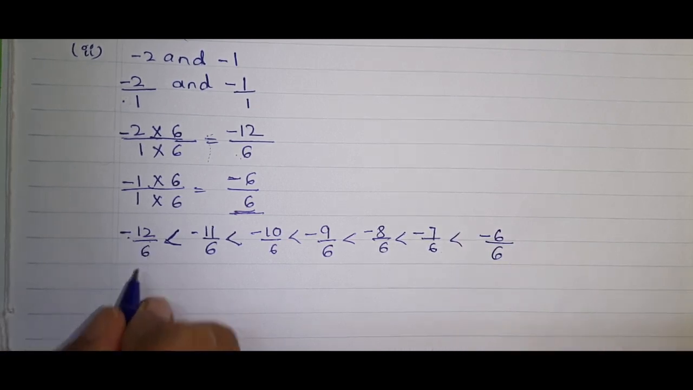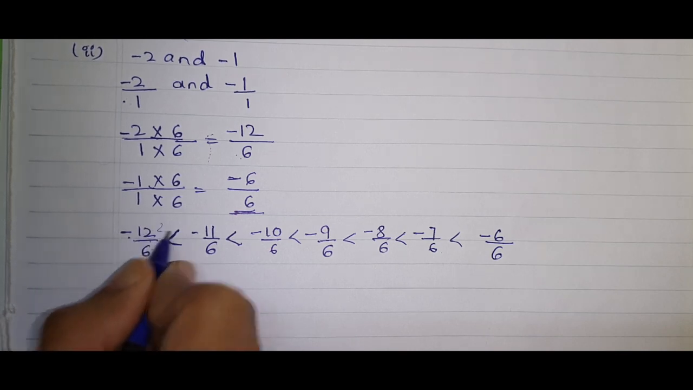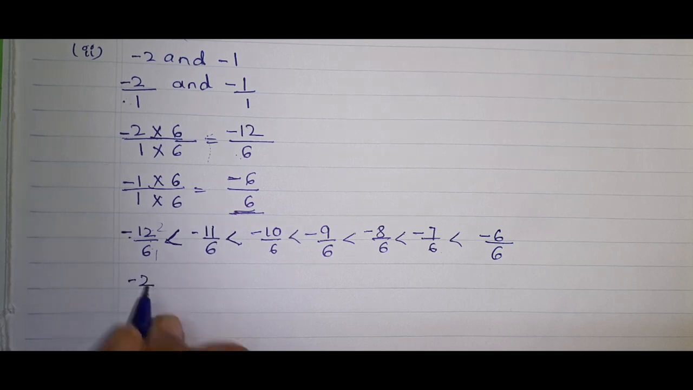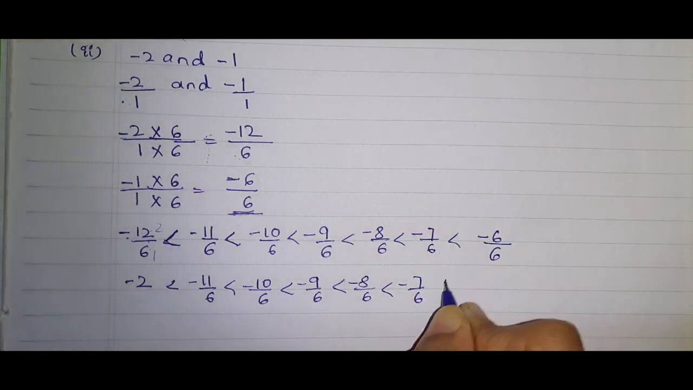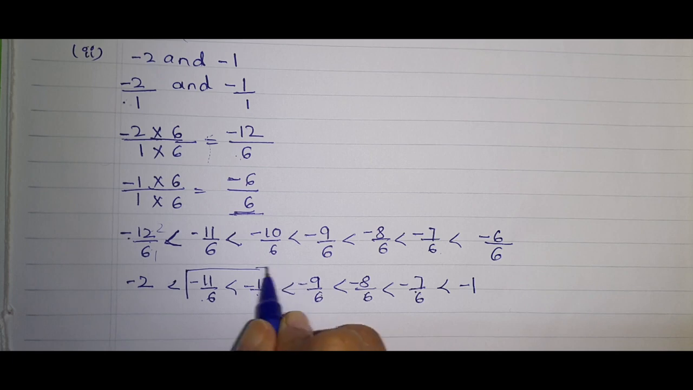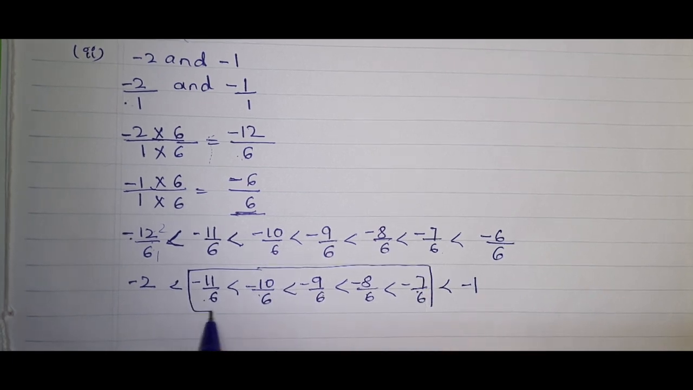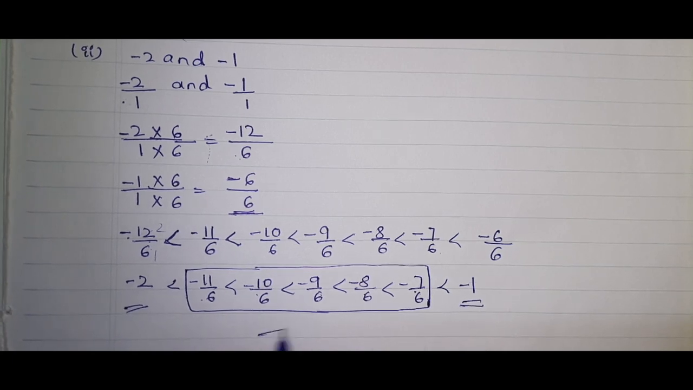Now, minus 12 divided by 6 is nothing but, 6 ones are 6, 6 twos are 12, so this is minus 2. Now, let me write these numbers as they are. Minus 6 divided by 6 is minus 1. Now we got 1, 2, 3, 4, 5. We got 5 rational numbers between minus 2 and minus 1. So this is the final answer for the second one.